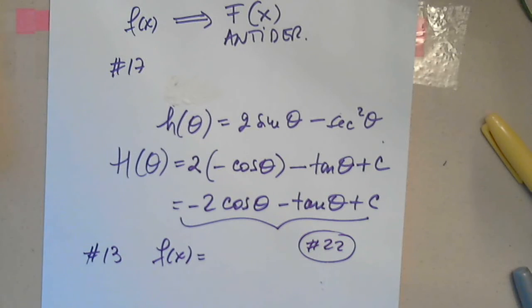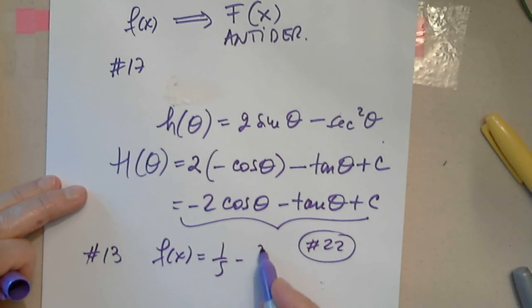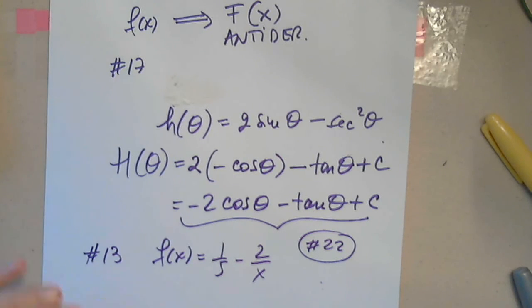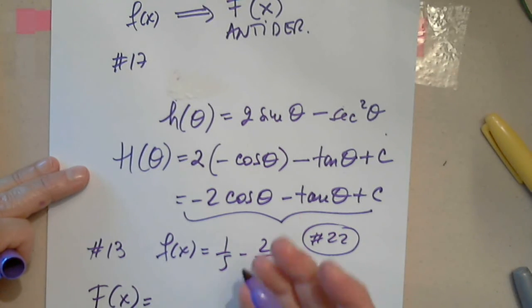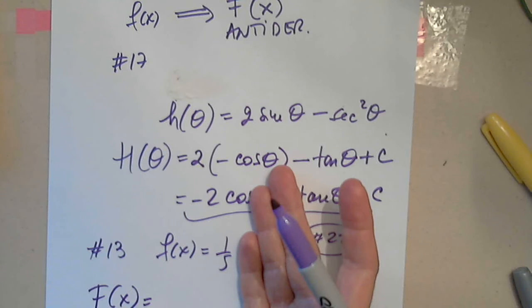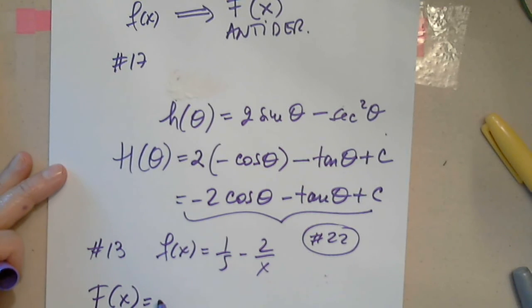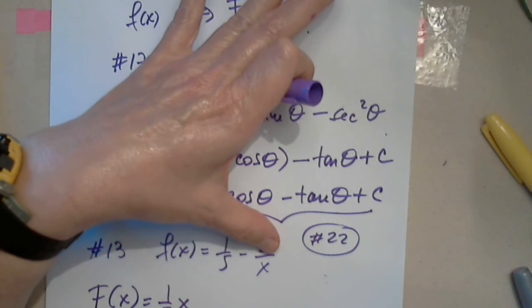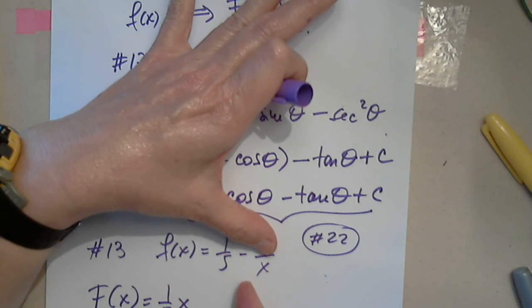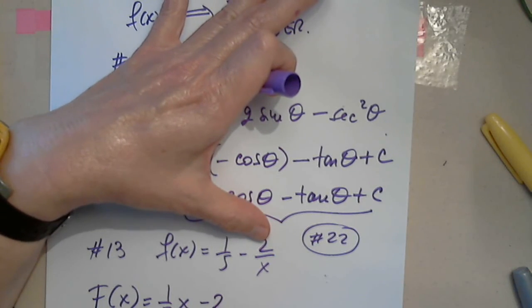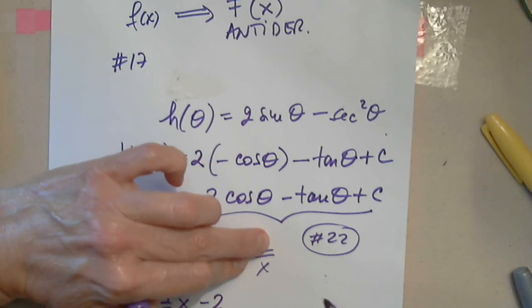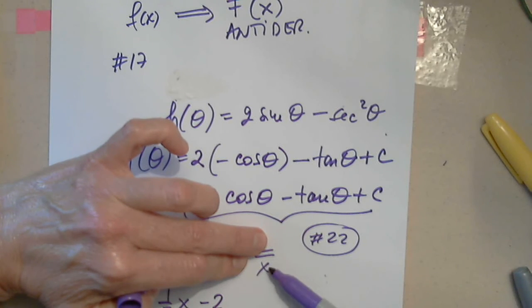Okay, so we are looking at 13, 1/5 minus 2 over x. Perfect. We're asked to find the most general antiderivative. Which function prime is 1/5? Well, 1/5 x. Which function prime is negative 1 over x? So the negative 2 stays outside. Let me ask this. Which function prime is 1 over x?